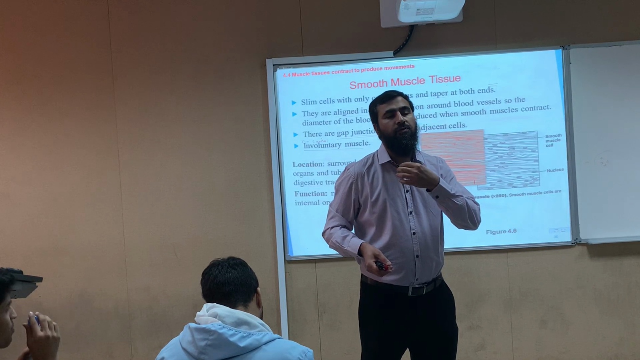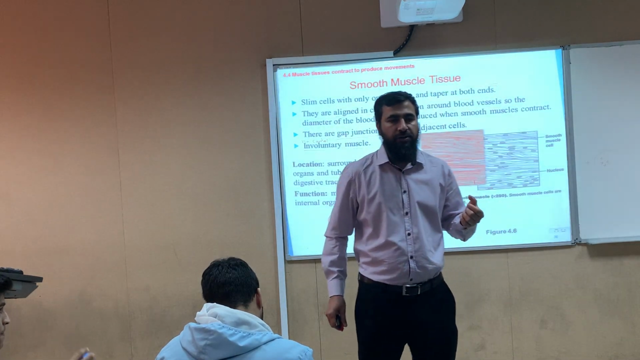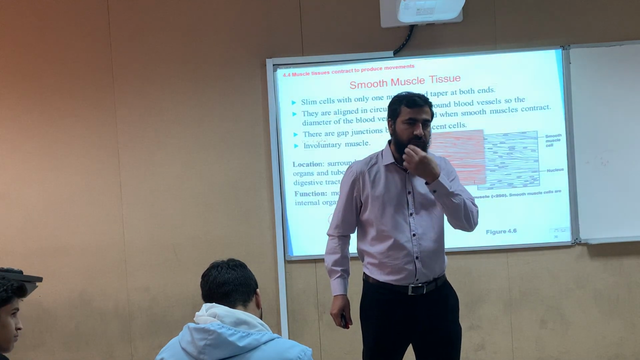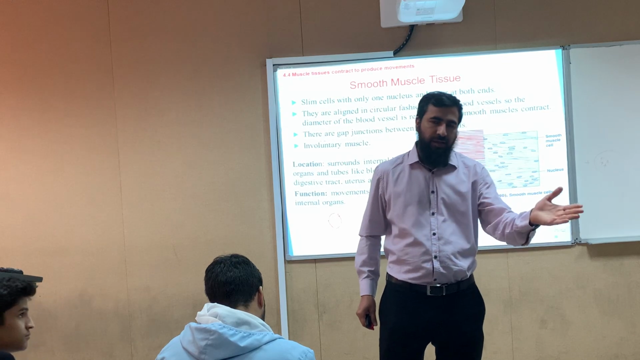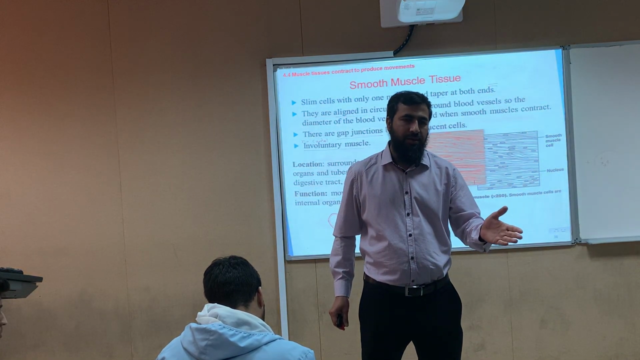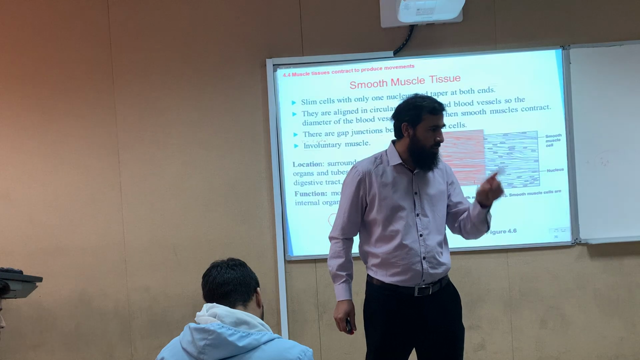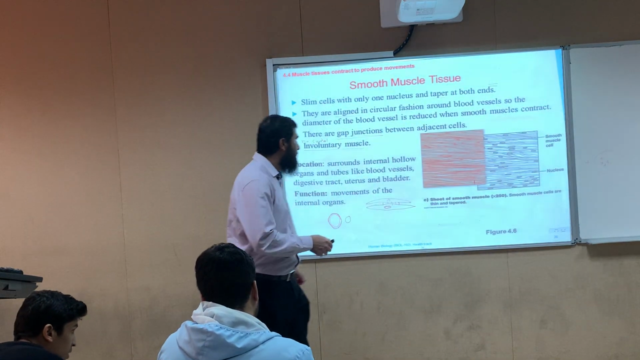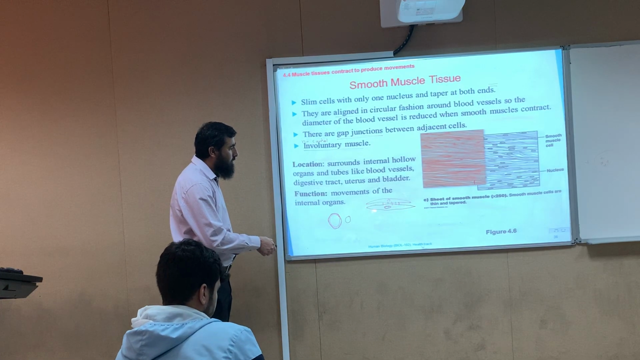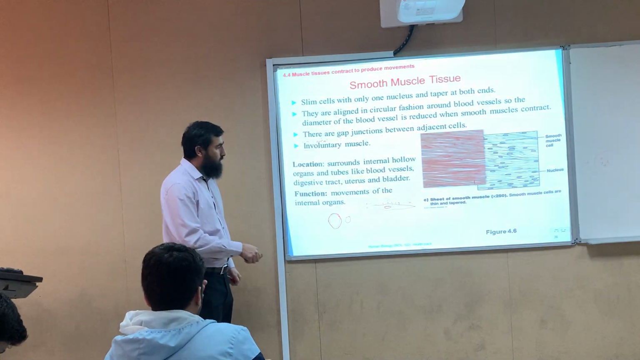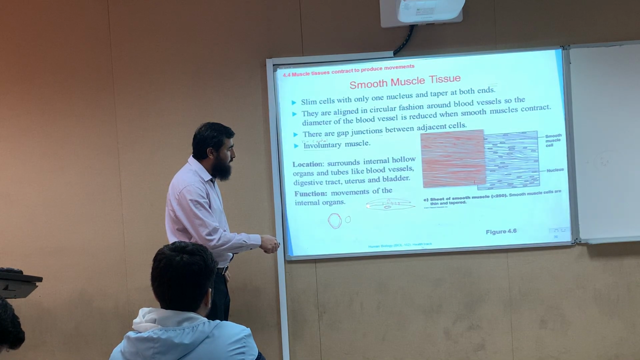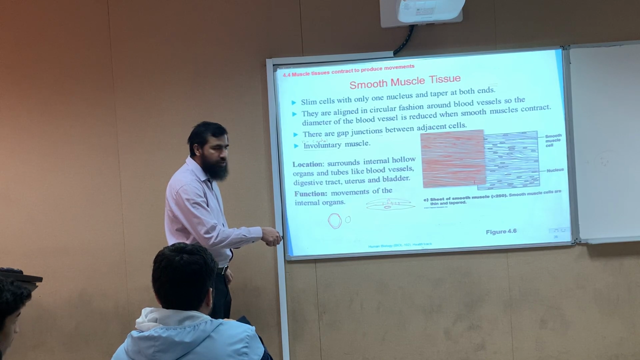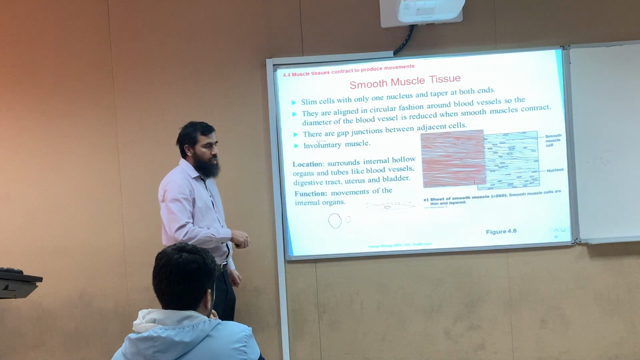So what we call peristalsis, these waves of contractions that push the food down into your stomach. Again, we're going to learn about peristalsis in more detail next semester when we look at the digestive system. For now, these types of cells are nucleated. They are long cells which are tapered, meaning they have pointy ends. They have gap junctions between adjacent cells, and it's involuntary.